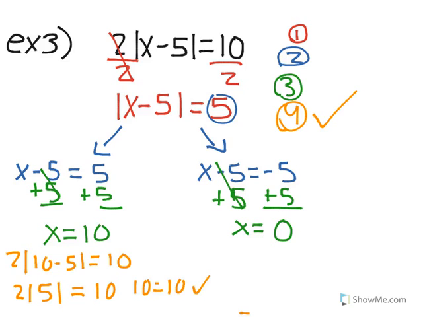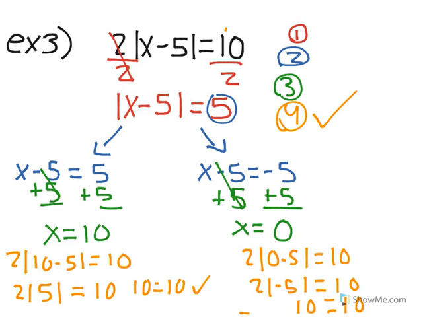And then we have 2 times |0 minus 5| is equal to 10. 2 times the absolute value of negative 5, which is just a positive 5, is equal to 10. So 10 is equal to 10. Yay! Okay.